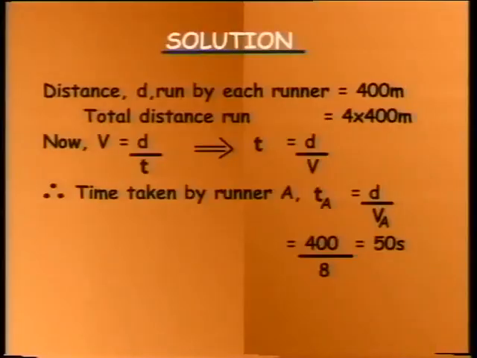We said let distance D run by each runner be 400 meters. That was the information given. The total distance run, therefore, is 4 times 400 meters. Now, V is distance over time, that's D over T, and therefore T is D over V. Time taken by runner A, therefore, is D over VA, that is 400 over 8, that gives you 50 seconds.